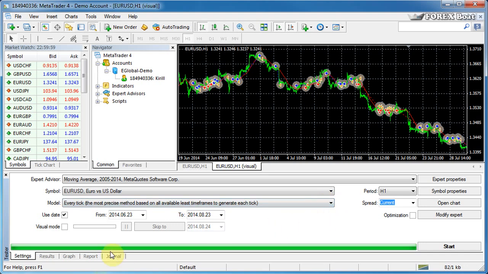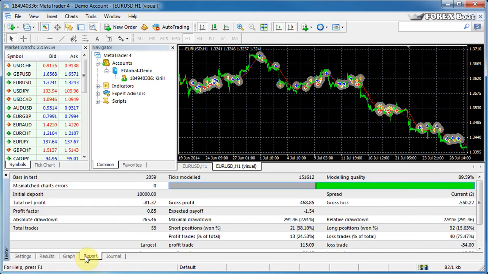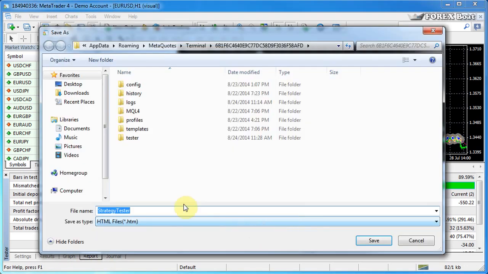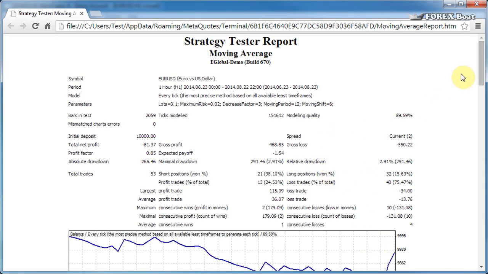Assuming that you have run a back test, the report can be found in the report tab down here. What we will do is right click on the report and save as report. This allows us to export the report as an HTML file. We will give it a name which reflects which expert advisor was tested, so a moving average report, for example. And we'll save that.